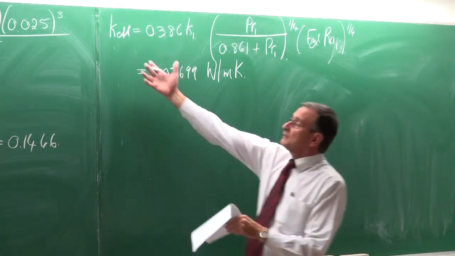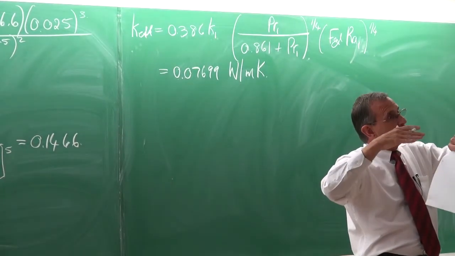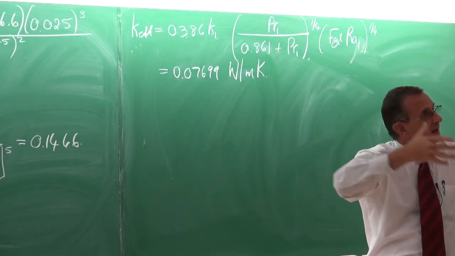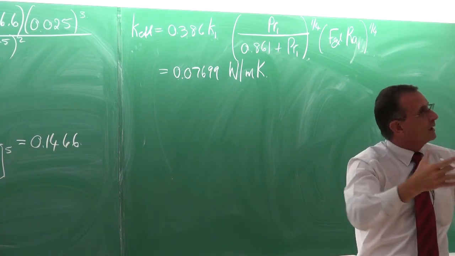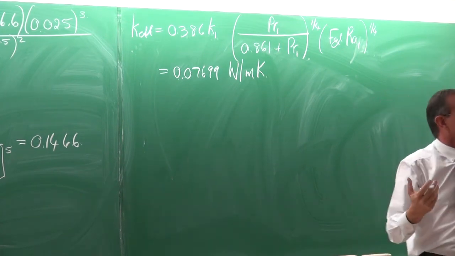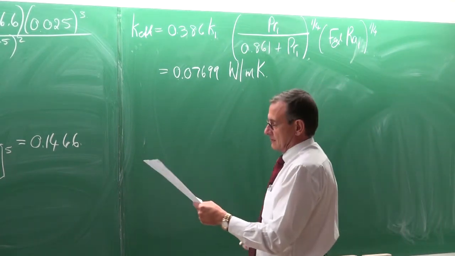What is this effective thermal conductivity? It is a sort of heat transfer coefficient that takes into consideration the convection heat transfer and the conduction and puts everything together in one term. That is all it does, in principle.